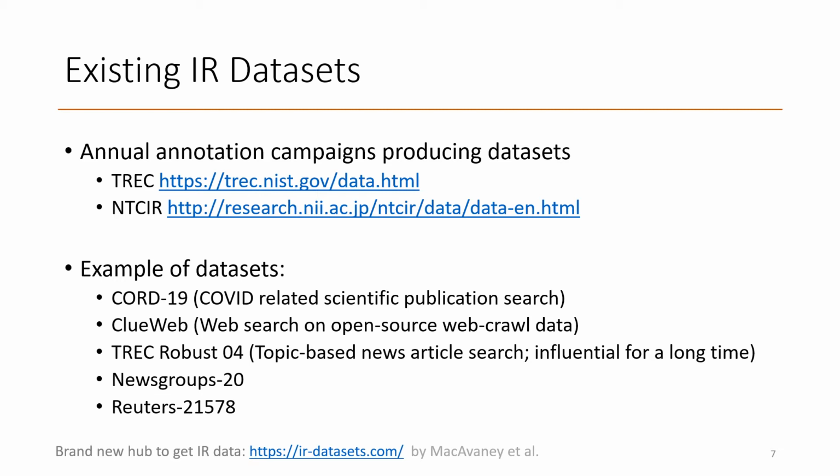Then a very common collection in the last few decades, I have to say, is TREC-Robust 04, which is based on topical news article searches, and it has been influential for a very long time and used by IR researchers over and over again. And also newsgroups and Reuters news collections are mentionable. There is a brand new hub to get IR data, which is IR-Datasets, and you can check it out if you want to know about more existing IR collections.